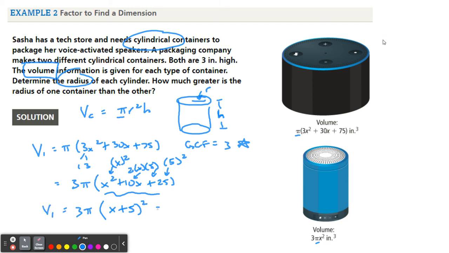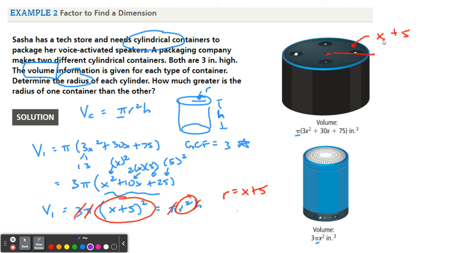If you take a look at how that compares to the volume formula, pi r squared h, pi is pi, and 3 is h. So your r squared is (x plus 5) squared. So for the first can, the radius is going to be x plus 5.